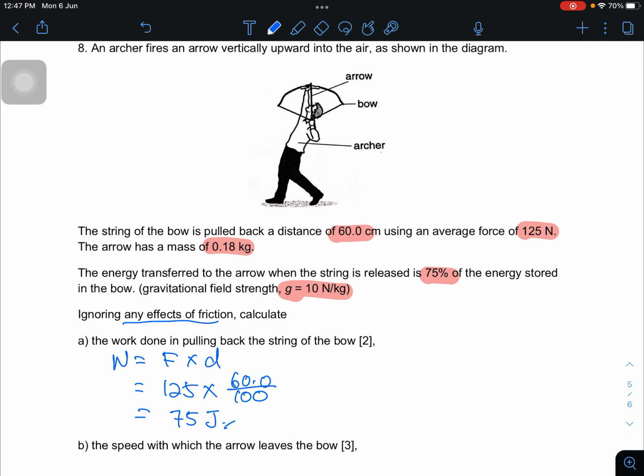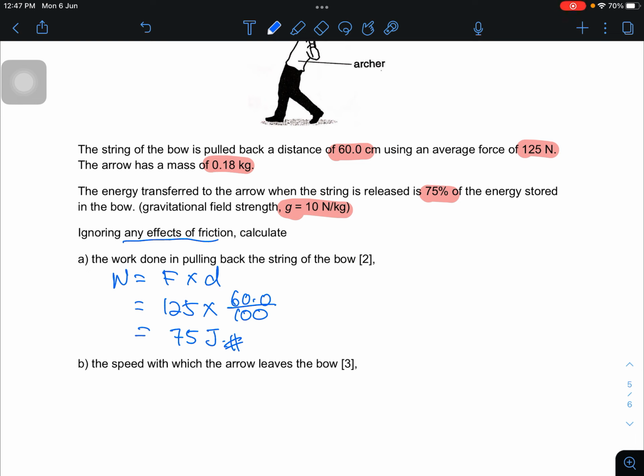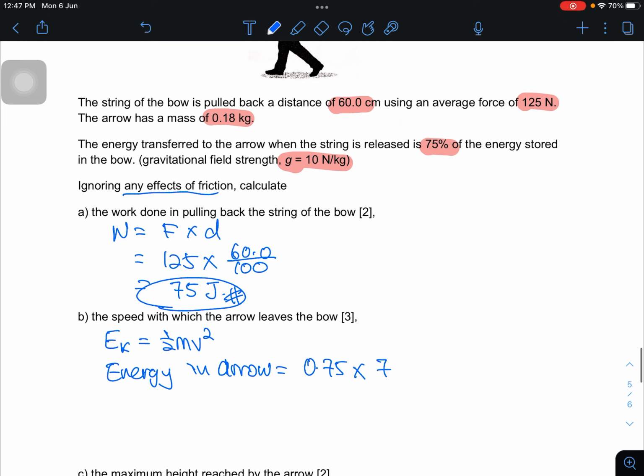The speed with which the arrow leaves the bow. So you see, EK equals half mv squared. We must establish this formula first. But is all this 75 joule being transferred to the arrow? No, they say only 75%. So it's 75% of this 75 joule. Let's do it one step at a time. Energy in the arrow, 75% is 0.75, or you just use 75 over 100, doesn't matter. Multiply by 75. So how much energy is in the arrow actually? 0.75 times 75, answer is actually 56.25.